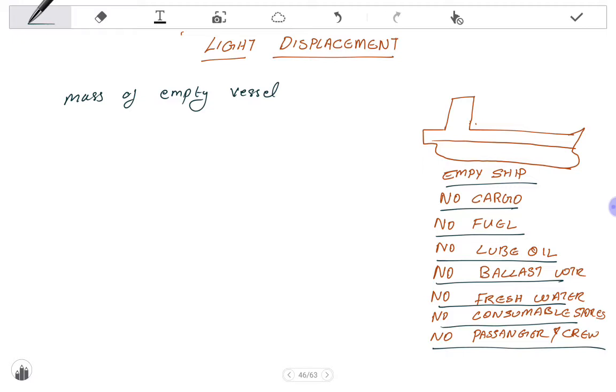When the ship is just built, with only the machinery and the structure of the ship, the weight of that entire steel structure is called light displacement, without any cargo, fuel and all those things.